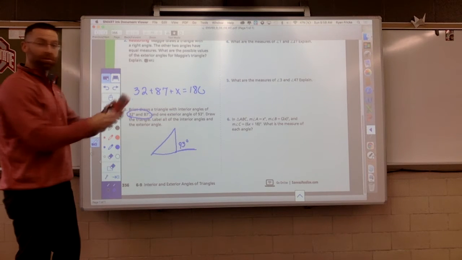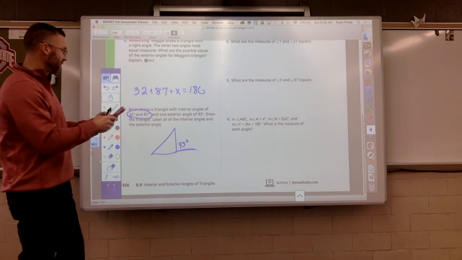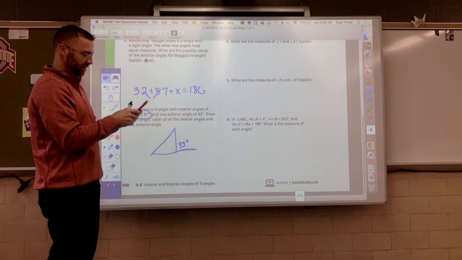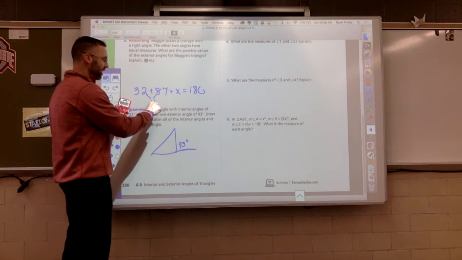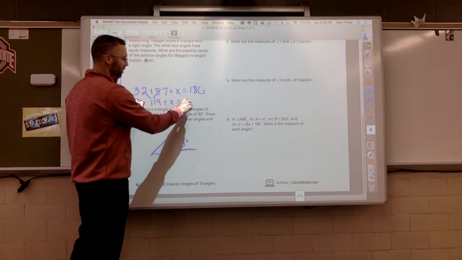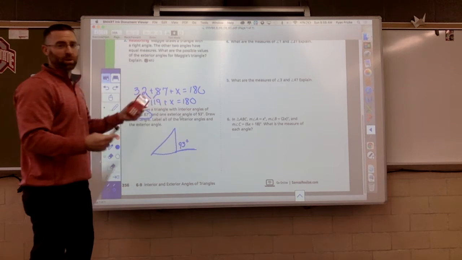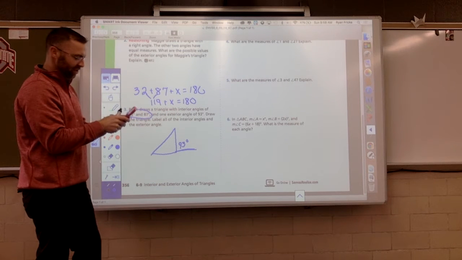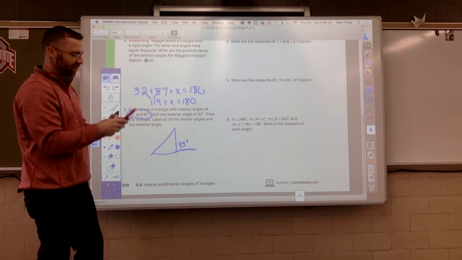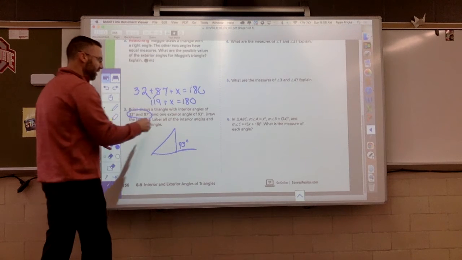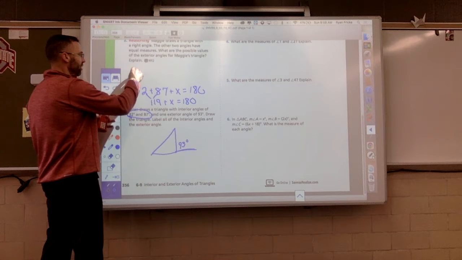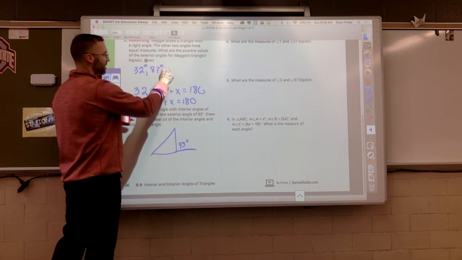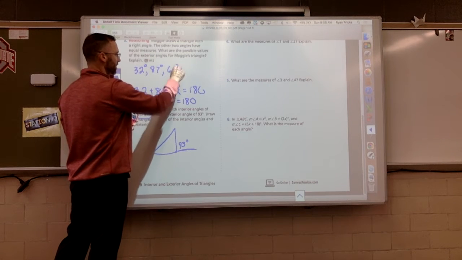Mr. Fricke was nice enough to give me a handy-dandy little calculator. I'm going to combine these two terms, 32 plus 87. That is 119, plus some number is equal to 180. You guys have solved enough one-step equations. We need to take 180 minus 119. I could do that in my head, folks, but it comes out to equal 61. So our third angle measurement, we have 32 degrees, 87 degrees, and 61 degrees.